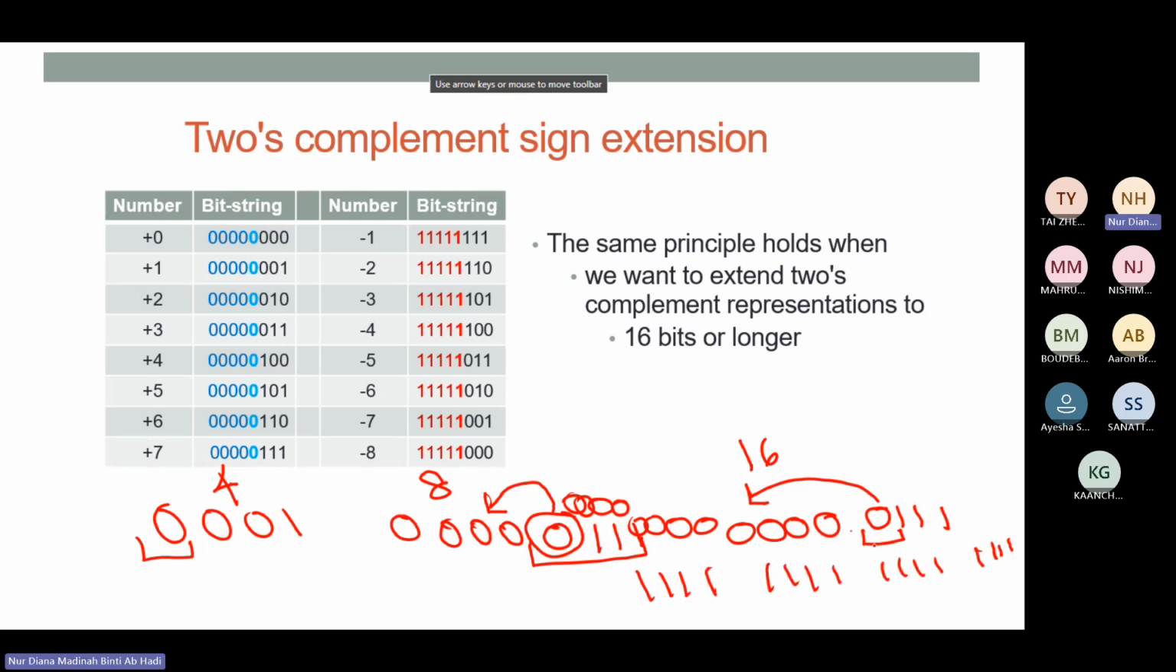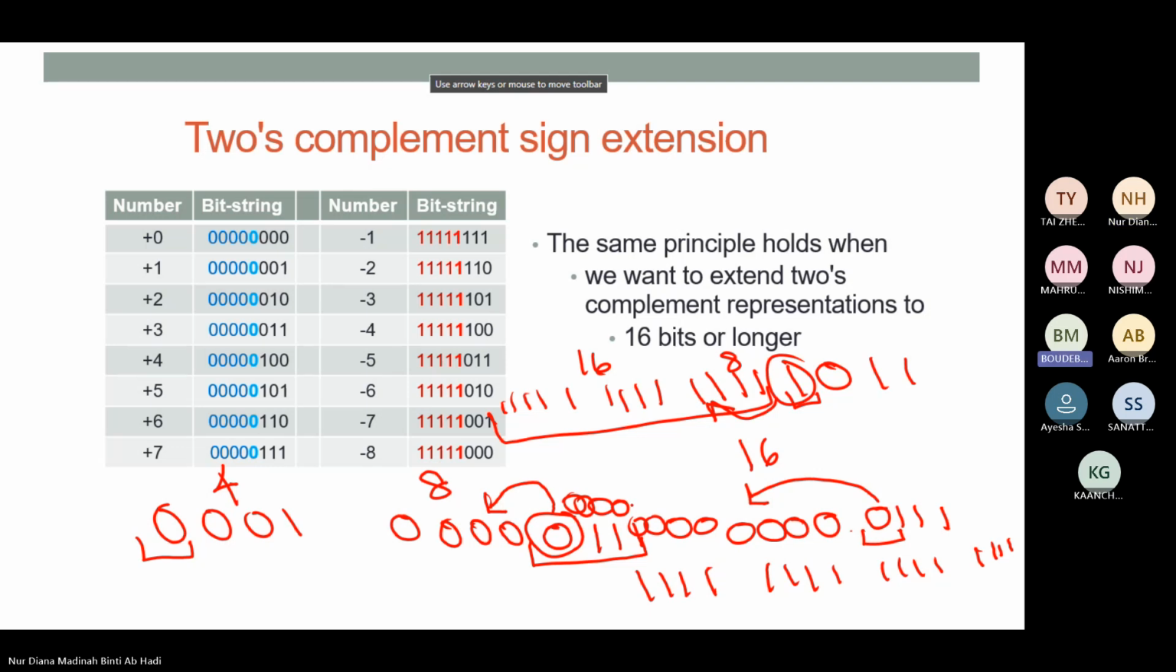Like this. You have to refer to the original value. If it is 1011, so it means that the most significant bit is 1, so you have to repeat it 4 times for 8-bit. If it's 16-bit, you have to repeat it for 12 times. Like this. So the 1 here will give you the extension sign. How many times? Based on the requirement. Understand? Okay.